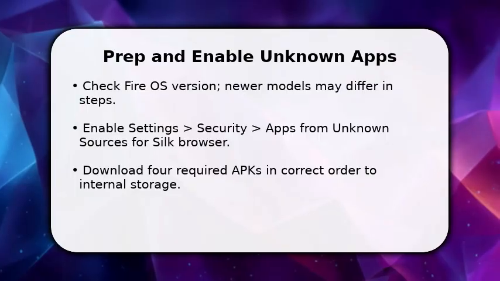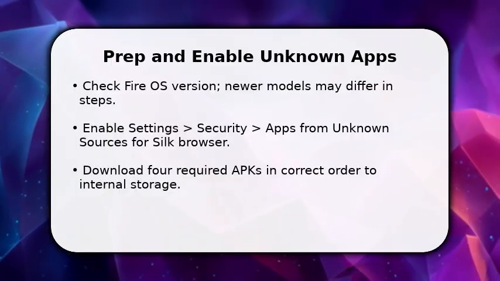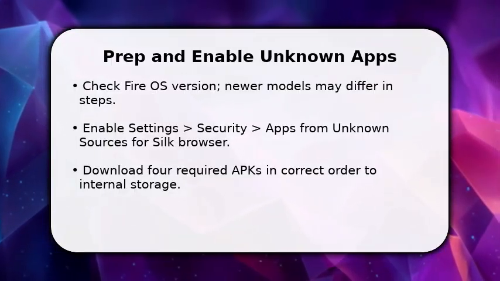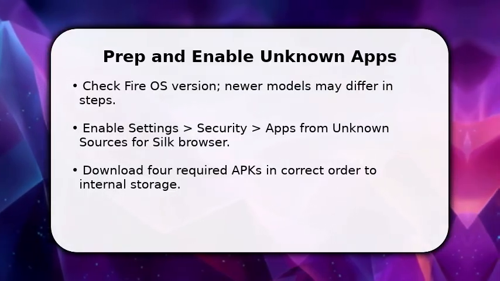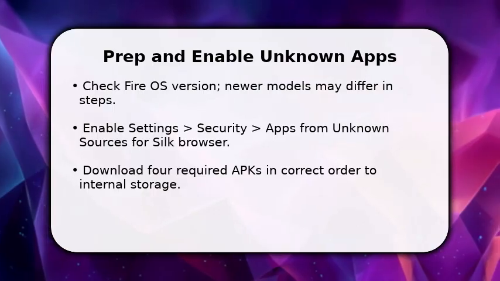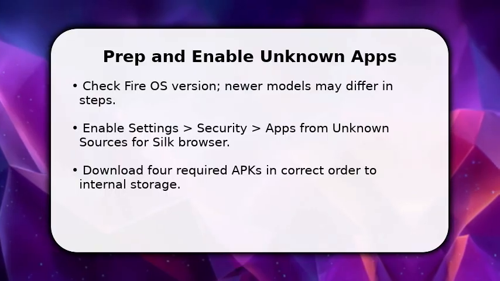Enjoy the video. You start by preparing the tablet. Confirm the Fire OS version and free storage space, because the process needs about 200-300 MB. Once done, enable apps from unknown sources for the Silk browser in settings so APK downloads will install.